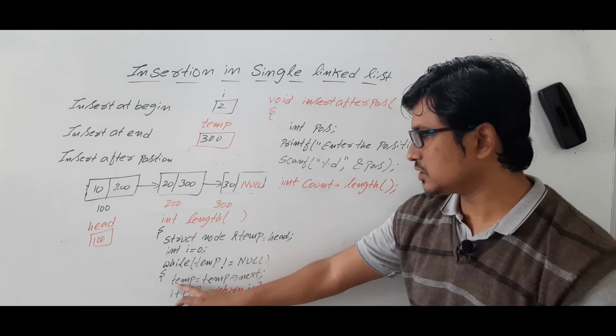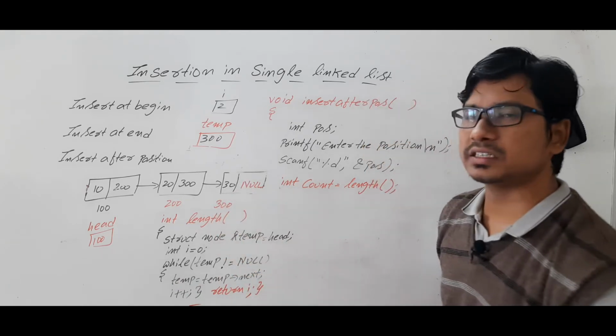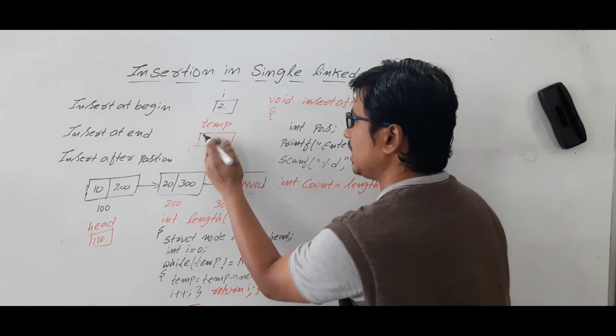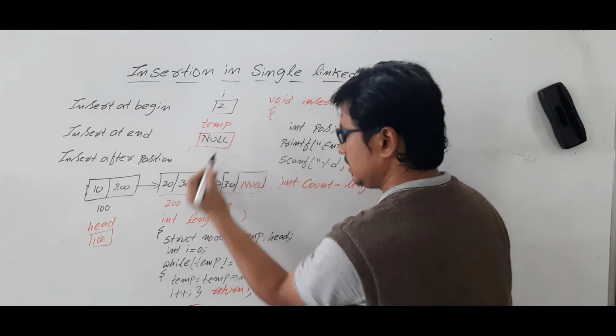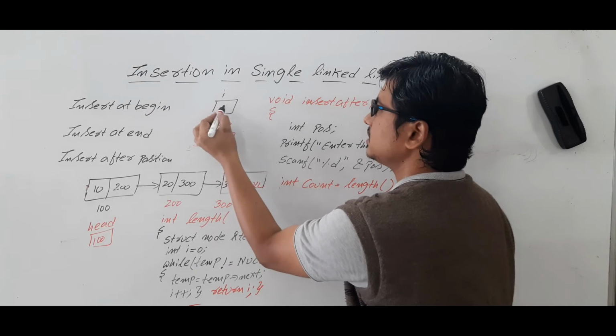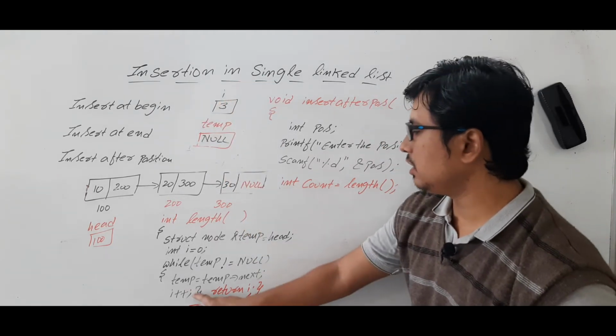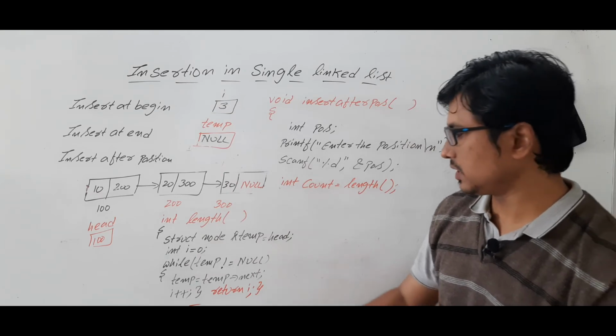So you have to execute temp is equal to temp of next. Temp of next is null. So now temp is getting the value null. Then you are writing i plus plus. Now i value will become 3. Are you able to understand it or not? Now i value became 3.